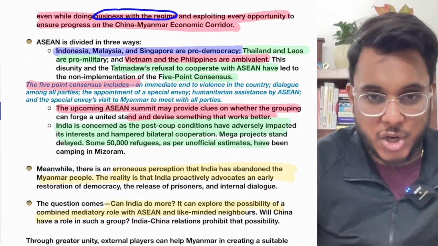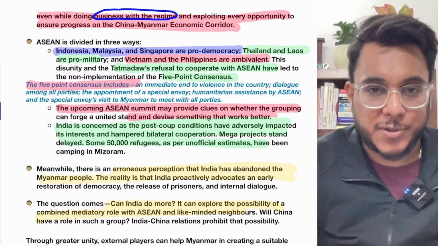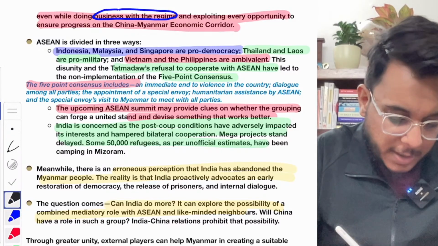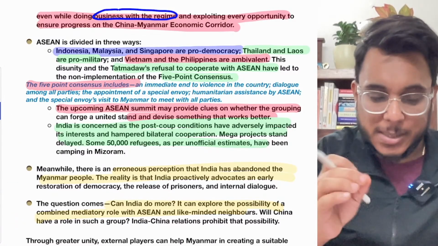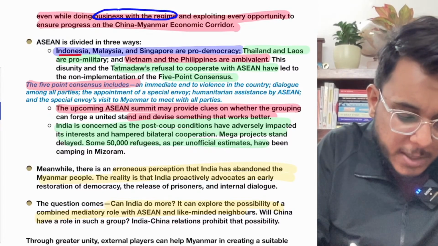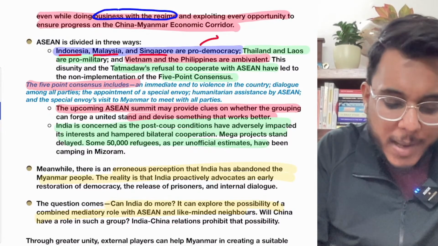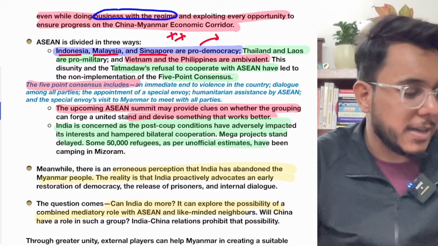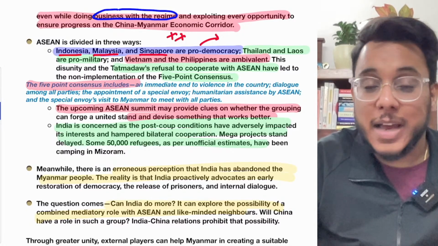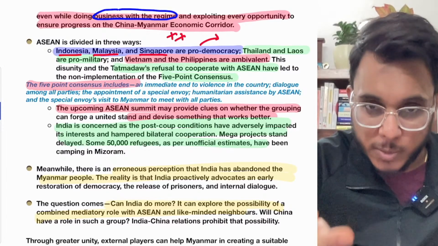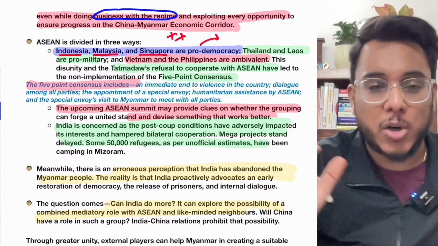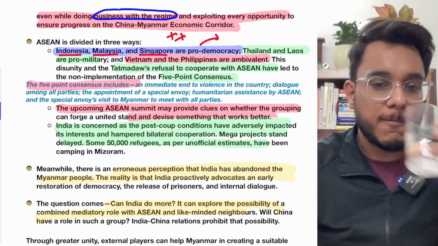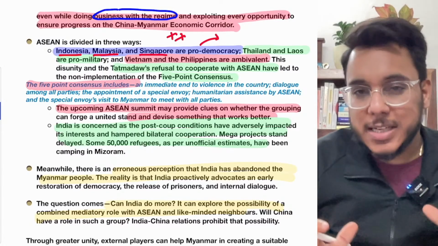Now, when we talk about ASEAN, the Association of Southeast Asian Nations, it is divided in three ways, and very important, please pay attention here. Countries such as Indonesia, Malaysia, and Singapore are pro-democracy. It means they are very critical of the military, and they want that the NLD be restored, Aung San Suu Kyi be released from jail, and the political prisoners all be released. Okay, so that is one grouping.